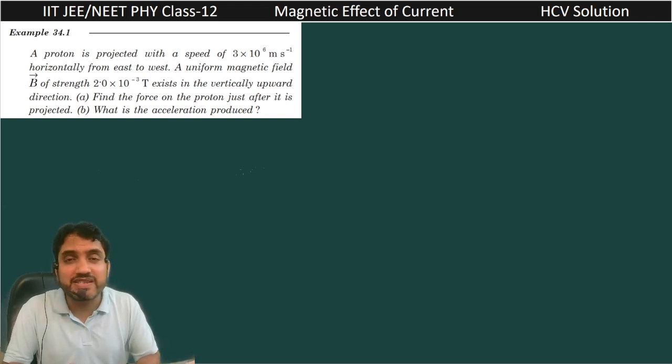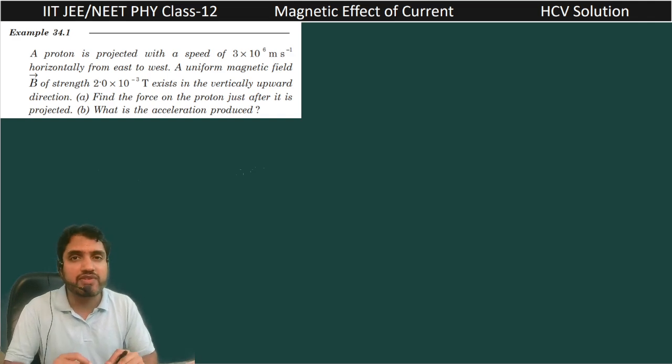Hello, my dear students. From today, we are going to start chapter number 4 of class 12th physics, that is magnetic effect of current. And in these videos, we will talk about different numericals, different questions, different problems of SCV.